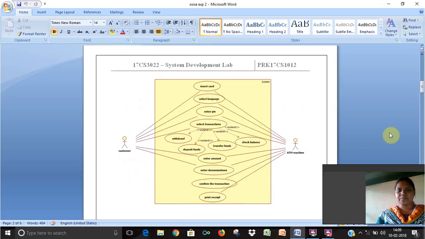So this is the use case diagram for deposit through ATM. Here the customer is the user, along with the ATM machine. First we will insert card, select language, enter PIN, select transactions, that is select deposit funds, and then enter amount, enter denominations, confirm the transaction, and then the ATM will print the receipt.